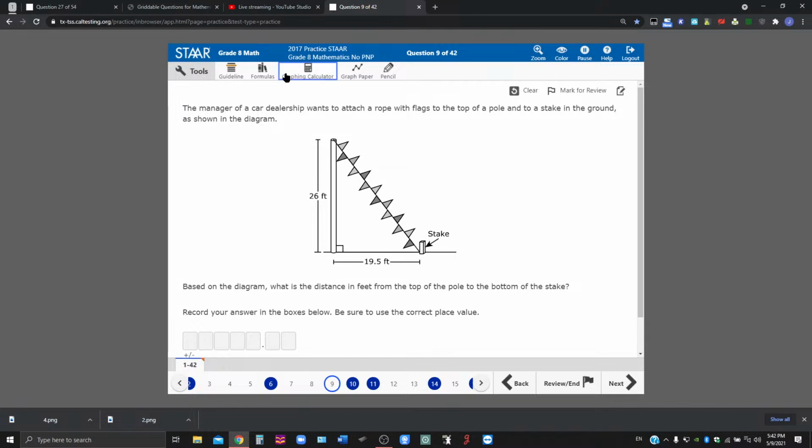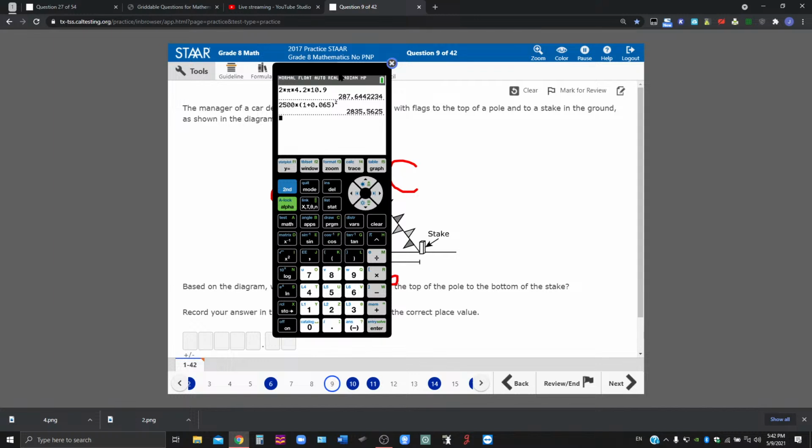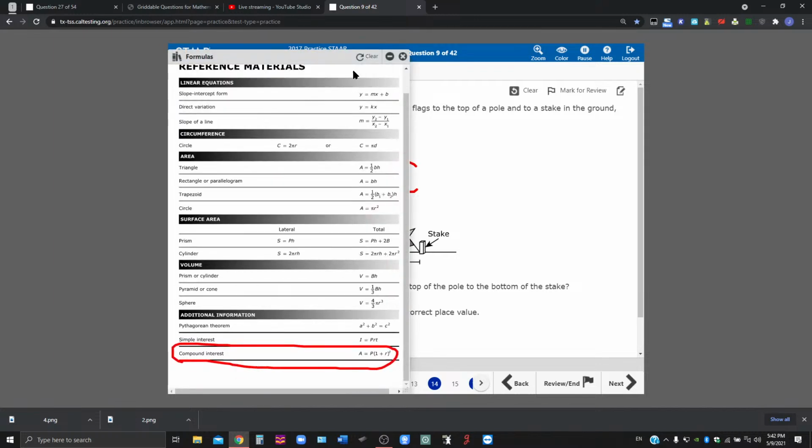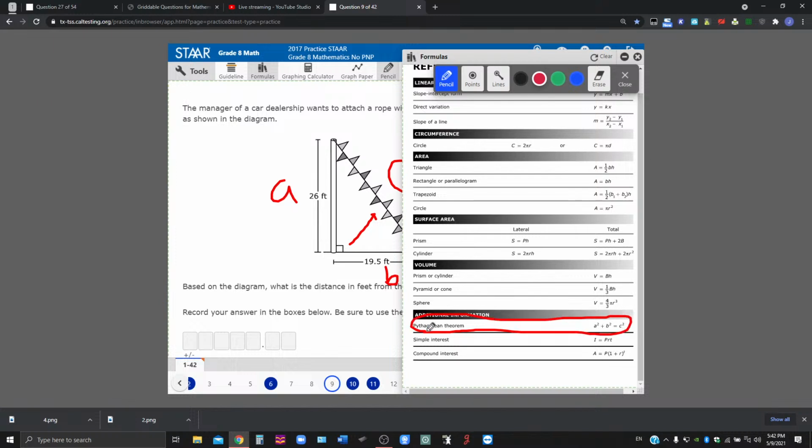So this one, we actually do the same thing. We know this is a right triangle, and we are doing the Pythagorean theorem. This is the right angle, and across from it is C, the hypotenuse, and these two legs are A and B. According to our formula, the Pythagorean theorem, where is it? It's here. According to the Pythagorean theorem, we know that a squared plus b squared equals c squared, right?